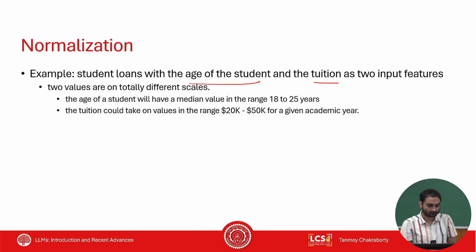So here the age ranges between 18 to 25. Let's say you have a feature which ranges between 18 to 25, whereas the tuition fees in an academic year range between $20K to $50K. Okay. Now if you look at these 2 features, these 2 features essentially correspond to 2 entries in the vector, right?